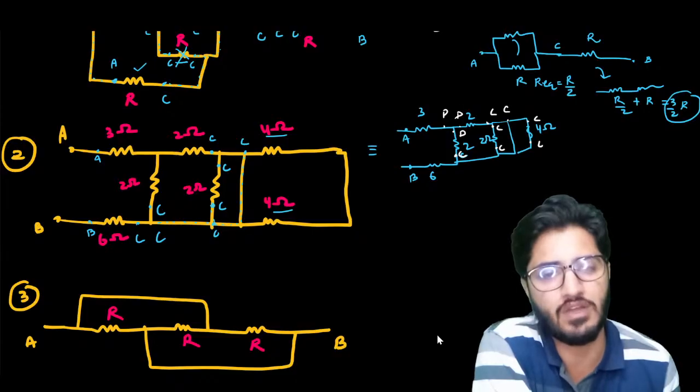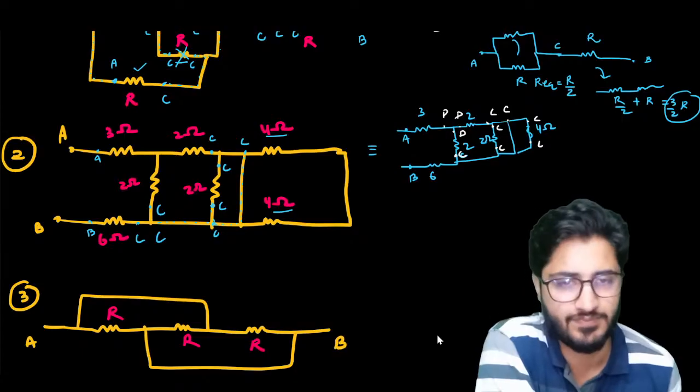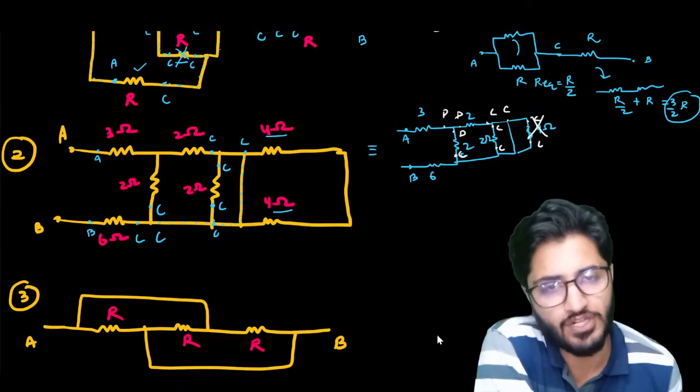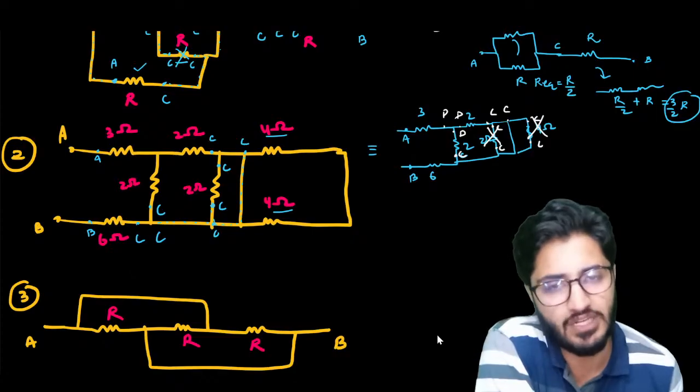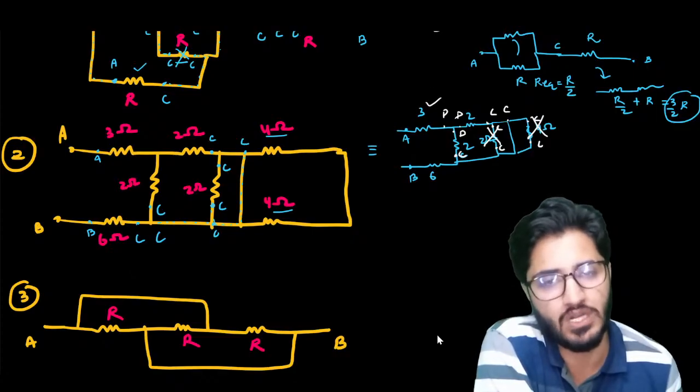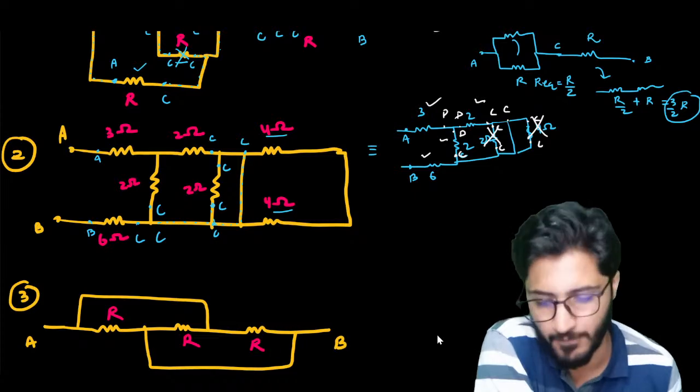How many points do we have? A, B, C, D. Then CC, no potential drop, no current flow. CC, no potential drop, no current flow. So how many resistors do we have? Sir, 1, 2, 3, 4.